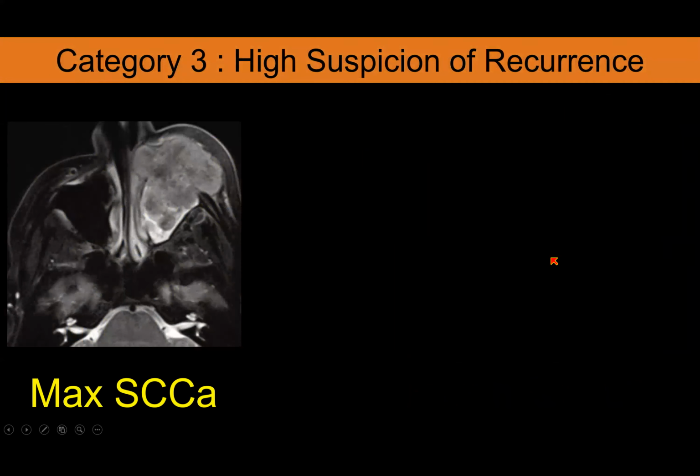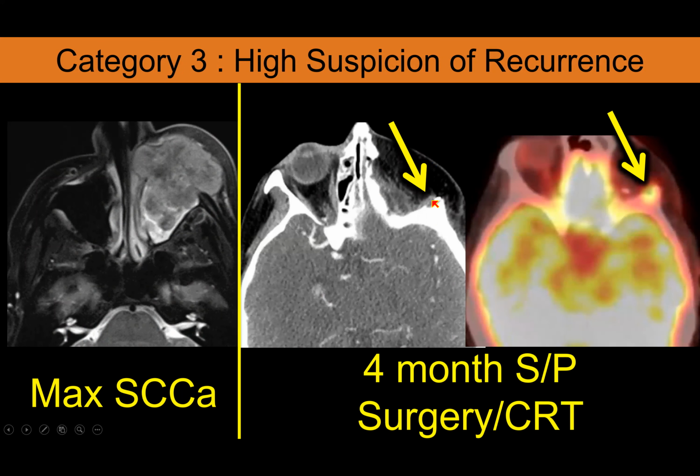So how about orange, category 3, high suspicion. This is a patient with a big maxillary squamous cell carcinoma centered at the anterior maxilla on this axial T2 fat-suppressed image. When we did this patient's follow-up, here's a big surgery, so I've done a resection.